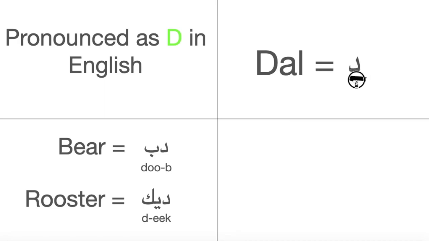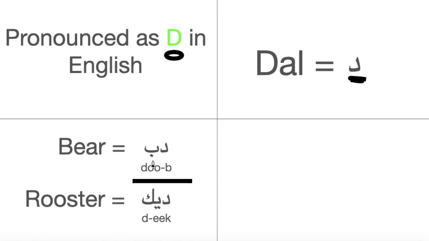Dal. Dal. Dal. Pronounced as D in English. Dal, pronounced as D in English. The two words here are Dob. Dob means bear. Dob: Dal, Bih.